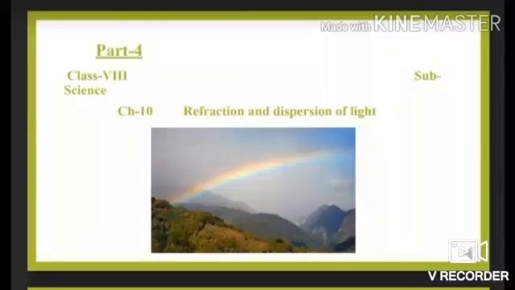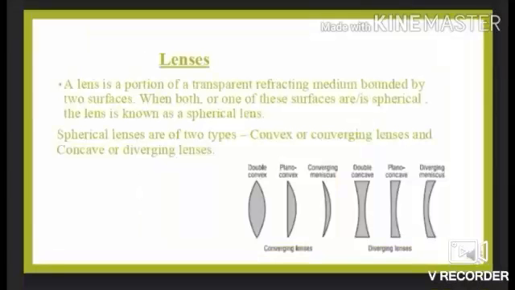Good morning students. Today we are going to study spherical lenses in this part. A lens is a portion of a transparent refracting medium bounded by two surfaces. When both or one of these surfaces is spherical, the lens is known as a spherical lens. Spherical lenses are either convex, converging, thicker in the middle and thinner at the edges, or diverging concave, thinner in the middle and thicker at the edges.